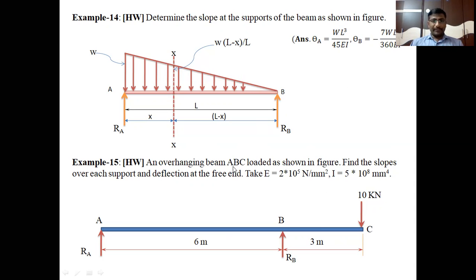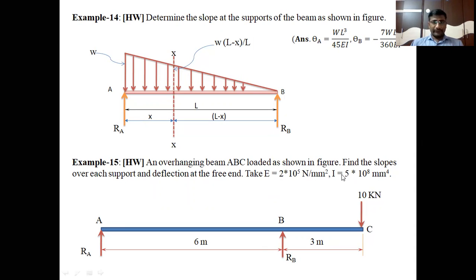An overhanging beam ABC loaded as shown in the figure. Find the slopes over each support, that is slope at A and slope at B, and deflection at the free end, that means at C. What is the deflection at point C? Take E value as 2 into 10 to the power of 5 newtons per mm square. I is 5 into 10 to the power of 8 mm power 4. First of all, convert this E into kilonewtons per meter square, I in meter power 4. Then multiply these two, we will get the EI value in kilonewton meter square.